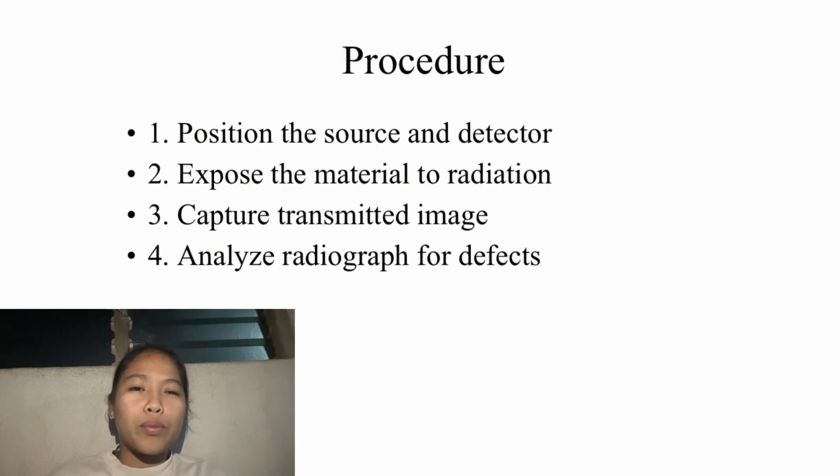Procedure. The procedure starts by positioning the radiation source and detector around the object. The material is then exposed to radiation, and the transmitted rays are captured on film or digitally. Finally, the radiograph is analyzed to check for defects.